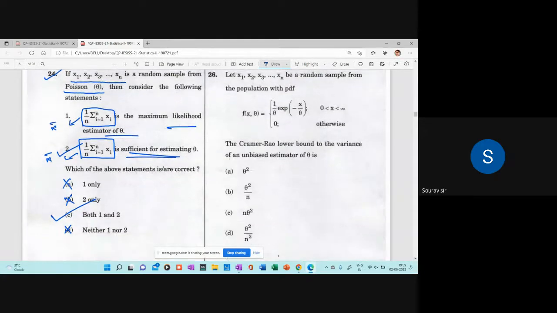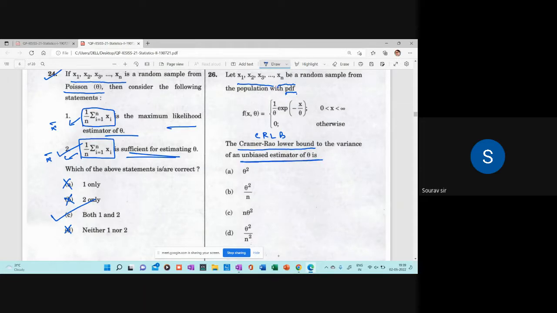Next, going for question number 26. X1, X2, Xn is a random sample from a population with PDF. This is the PDF given, again exponential distribution. We need to find the Cramer-Rao lower bound, CRLB. They are asking for the CRLB to the variance of an unbiased estimator of theta.